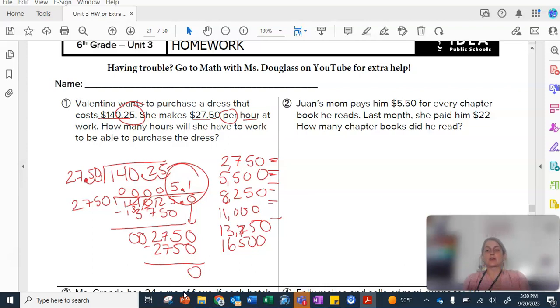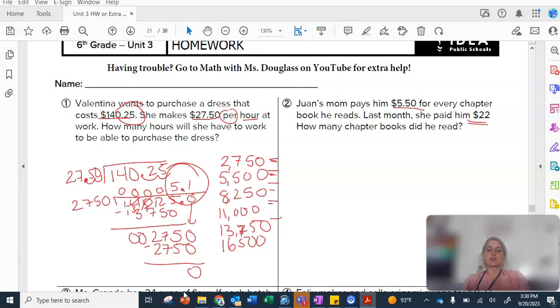Juan's mom pays him $5.50 for every chapter book he reads. Oh, my mom would never do that because I read a lot of books. She would be broke. That's a really good deal, though. $5.50 for every chapter book he reads. Last month, she paid him, I'm not telling you how many books he read. Ping, I'm telling you how much she paid him.